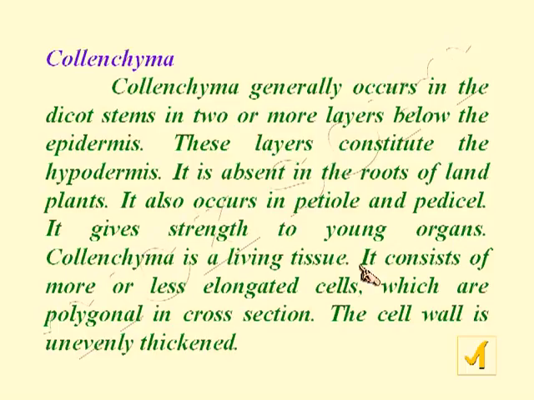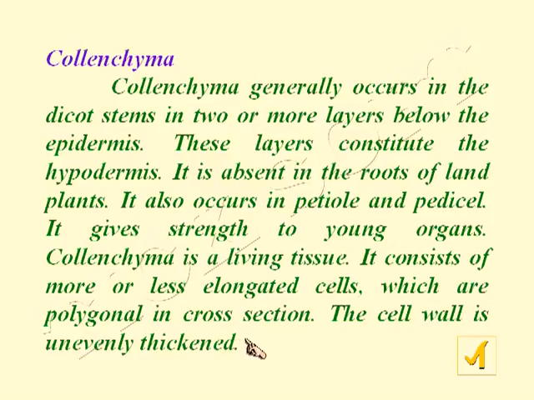Collenchyma is a living tissue. It consists of more or less elongated cells, which are polygonal in cross section. The cell wall is unevenly thickened. So collenchyma is also a living cell, and it generally occurs in the dicot stems in two or more layers below the epidermis. Next to the epidermis it is present, and this layer constitutes the hypodermis. So the hypodermis is constituted by the collenchyma.